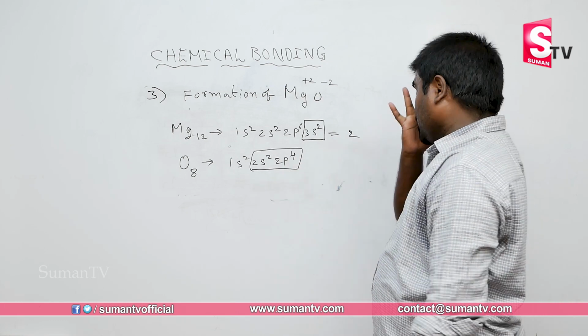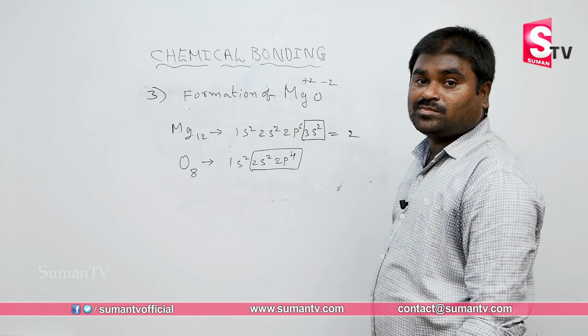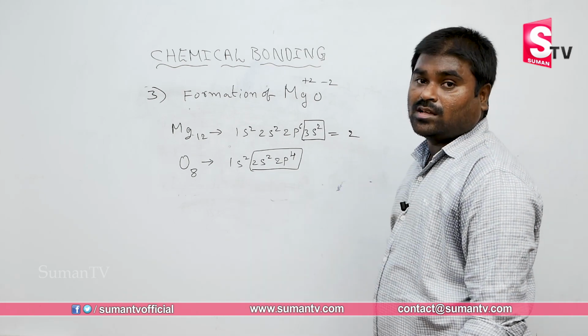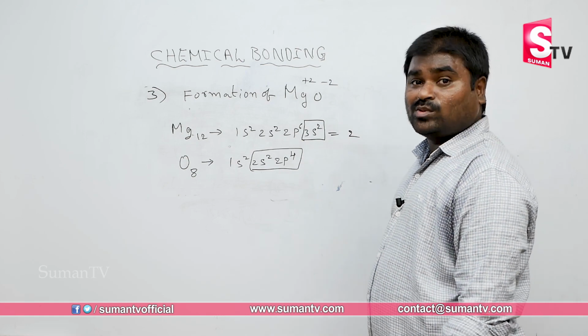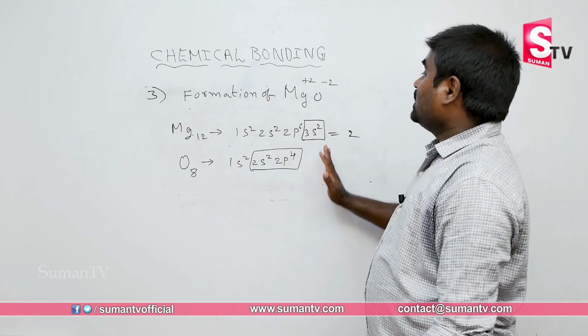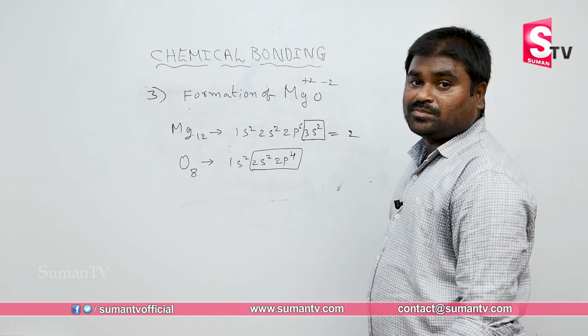To become stable, how many electrons are required? 2 electrons are required, no? Losing 6 is difficult, gaining 2 is easy. Only gaining 2 is easy, no? Obviously it will take them from magnesium.